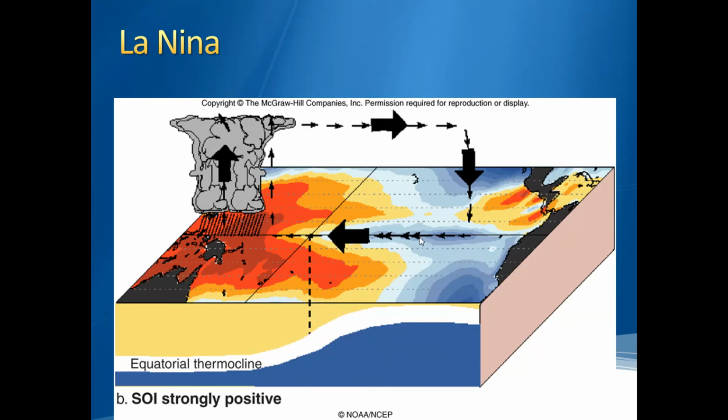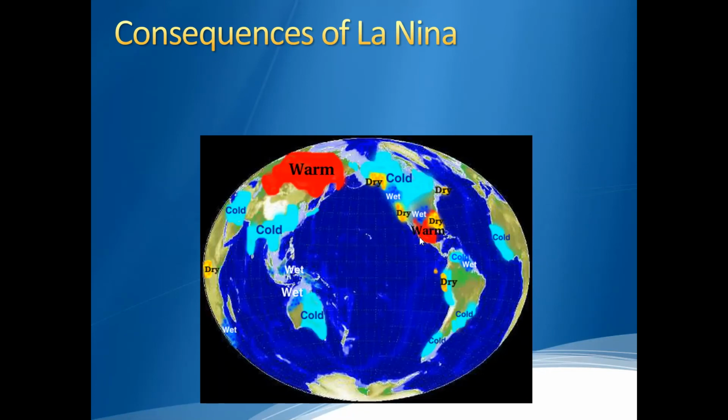It intensifies. And the consequences of La Nina are basically the opposite to El Nino. Places that were warm are now much cooler. Places that were dry are now much wetter, such as Eastern Asia, Indonesia, and Australia. So instead of getting droughts, there's usually major floods here. Meanwhile, over here in the Eastern Pacific, it's a lot drier.